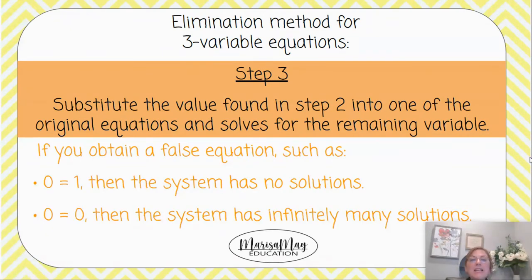Something to keep in mind here is if you obtain a false equation, something like 0 equals 1 or 2 equals 4, then the system has no solution. However, if you find a true equation, like 2 equals 2, -1 equals -1, or 0 equals 0, then that means you have infinitely many solutions. So look for those 2 cases when the variables disappear.